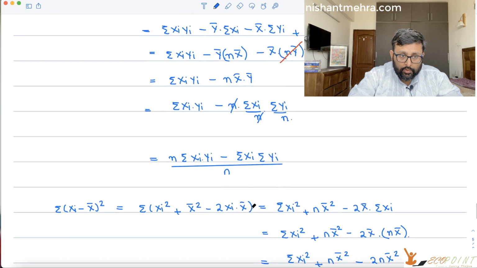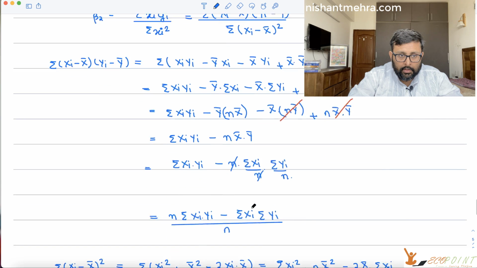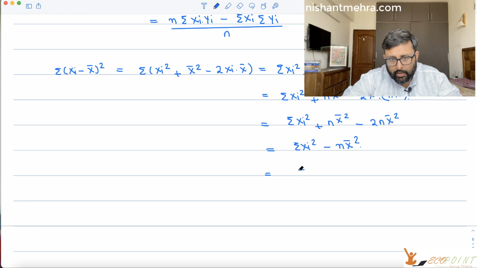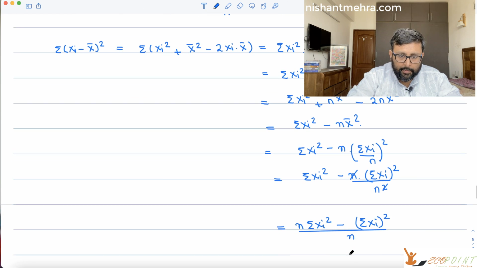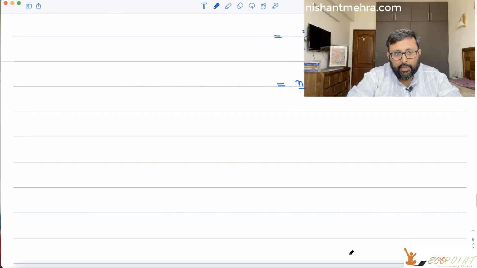Now if you just look at the denominator of that, can I also write it like this? In place of x bar, can I write summation of xi upon n, whole square? So this is going to be summation of xi square minus the same thing. So now if you look at the numerator and denominator, let me just write the numerator and denominator again for this.